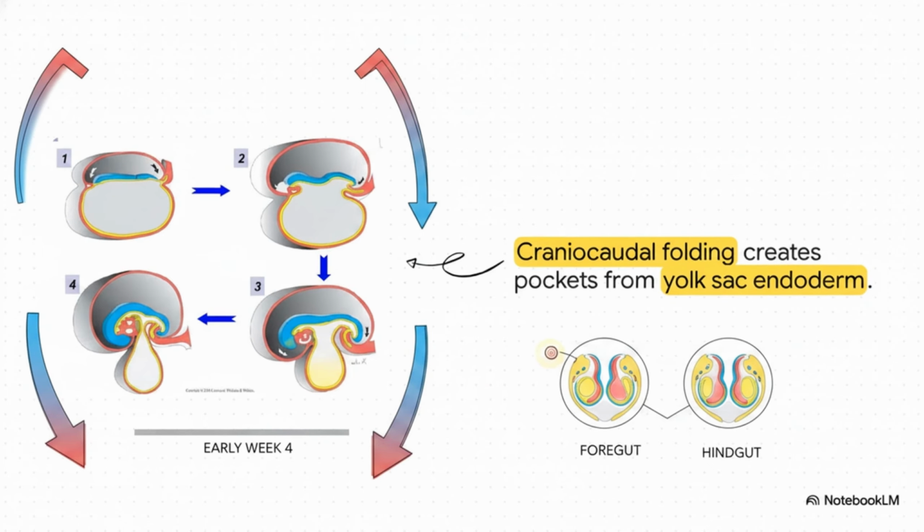Now, let's think about the longitudinal axis. While that side-to-side lateral folding is going on, craniocaudal folding is happening at the exact same time. The head and tail ends of the embryo are curving sharply downward. And this specific fold creates these really distinct cranial and caudal pockets from the yolk sac endoderm. This is the true beginning of our primitive gut development, literally defining where the top and bottom of our digestive tract are going to be.